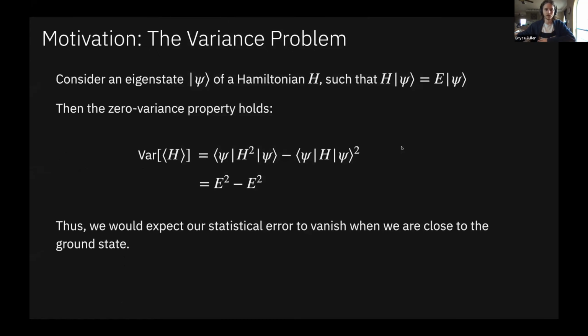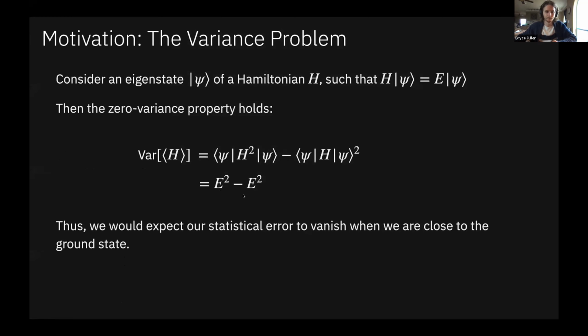Great. So for a quick recap for those who may not be directly familiar, typically in near-term quantum chemistry, you have some trial state psi on a quantum computer. You're interested in evaluating its energy with respect to some Hamiltonian, and you're often looking for the ground state. So we know that as we approach the ground state, we should expect the variance of our estimator to go to 0, intuitively.